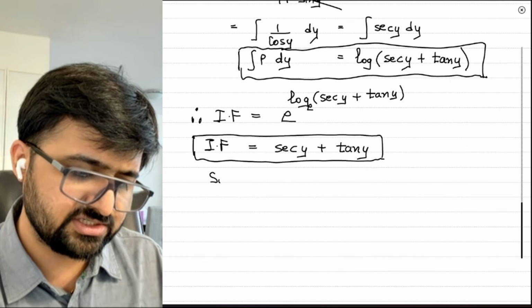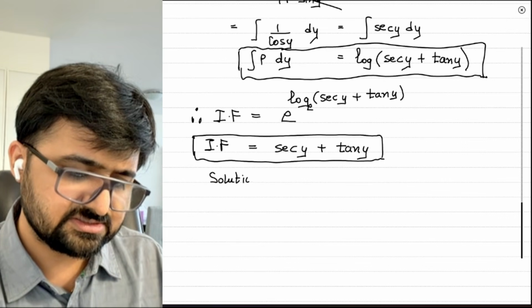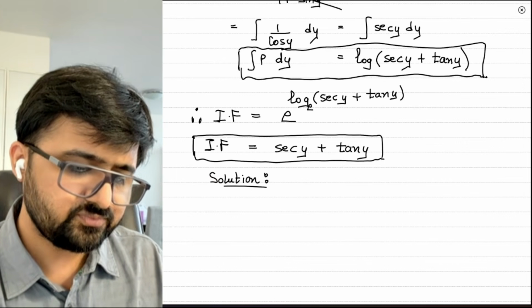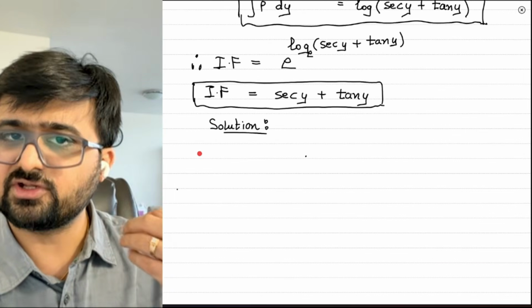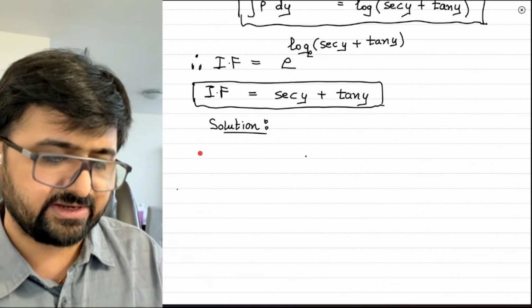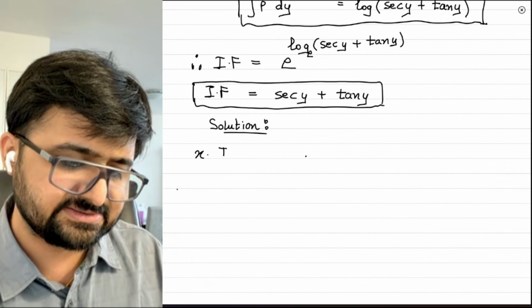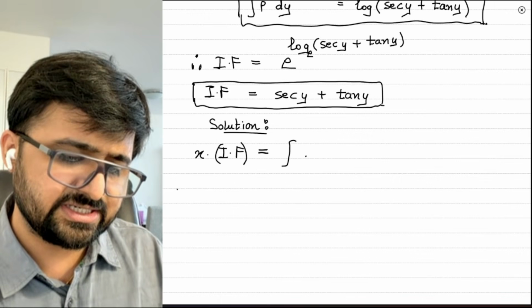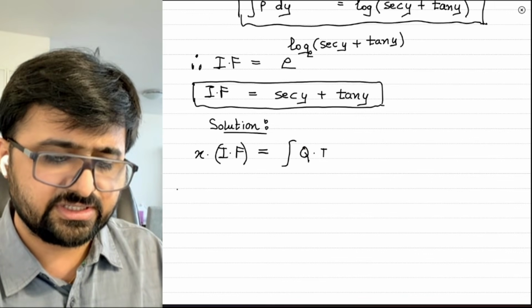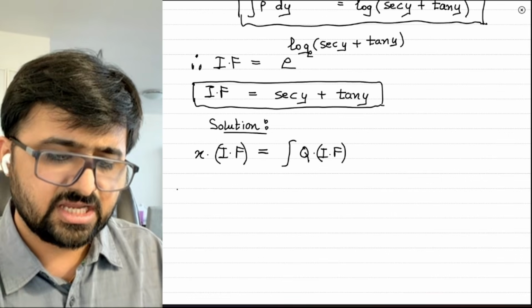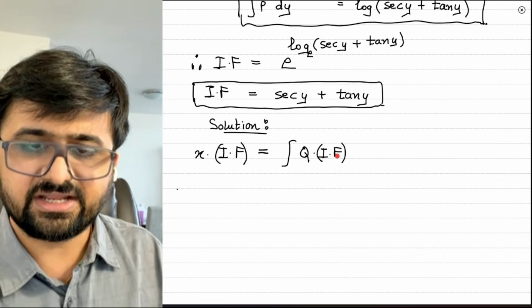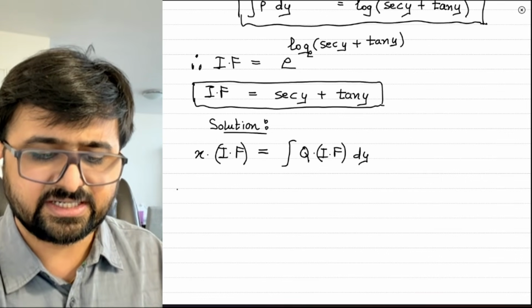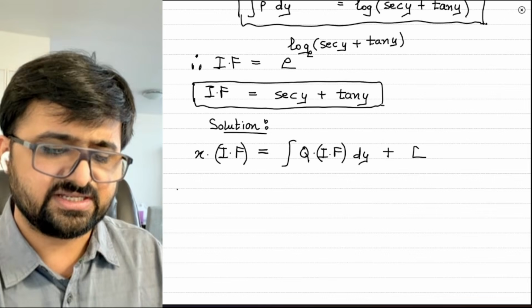We know that the solution is always the dependent variable into the integrating factor. In this case, the dependent variable is x. So we write x into integrating factor is equal to integration of q into integrating factor. And remember, q is a function of y, and the integrating factor is a function of y, so we integrate with respect to y, plus c.